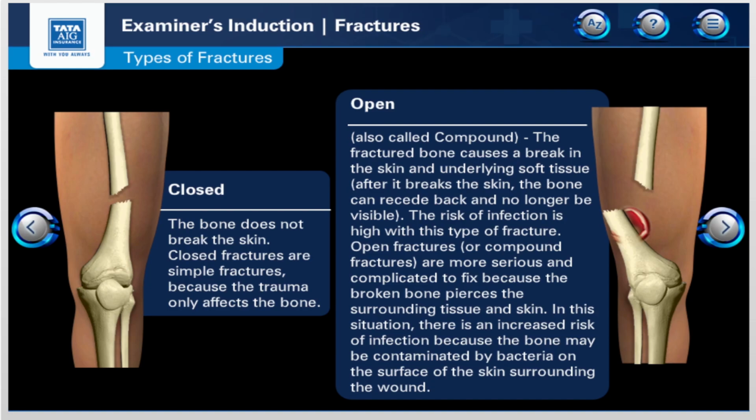Open fractures or compound fractures are more serious and complicated to fix because the broken bone pierces the surrounding tissue and skin. In this situation, there is an increased risk of infection because the bone may be contaminated by bacteria on the surface of the skin surrounding the wound.